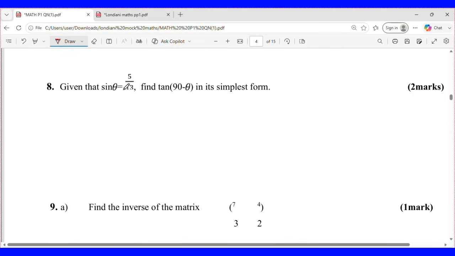Given that sine theta is 5 over 13, find tan theta in its simplest form. So here you need to use the right angle triangle, because trigonometric ratios are done in a right angle triangle. So if we have 90 degrees here, and theta here, then sine theta is the opposite, which is 5, over the hypotenuse, which is 13. So this one gives us 12 here using Pythagoras theorem.